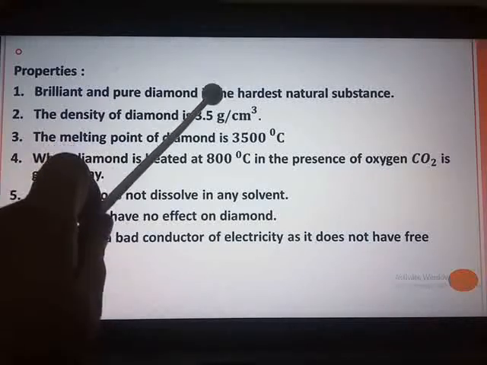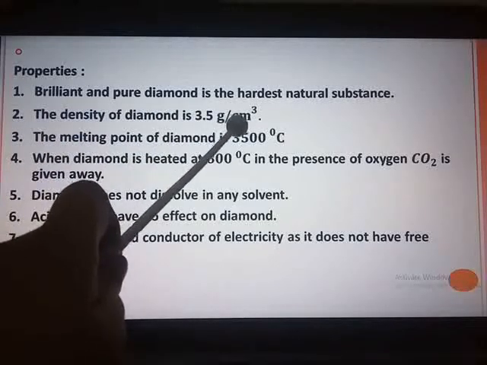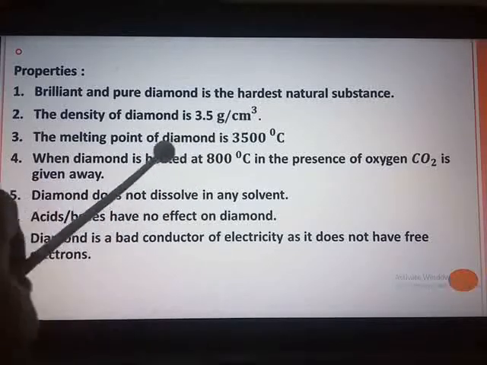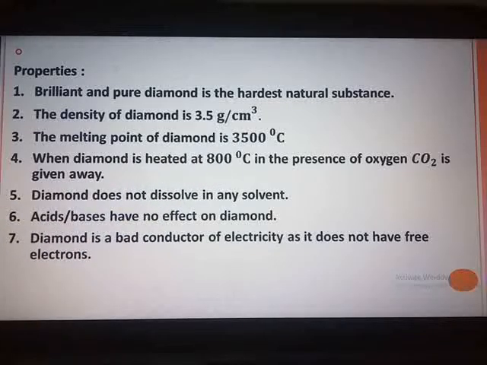Diamond is not only hard, but it is the hardest natural substance, having a density of about 3.5 grams per centimeter cube, melting point 3500 degrees Celsius, and when diamond is heated at a temperature of about 800 degrees Celsius in aerobic conditions, that is presence of oxygen, then carbon dioxide is the only product which is formed.